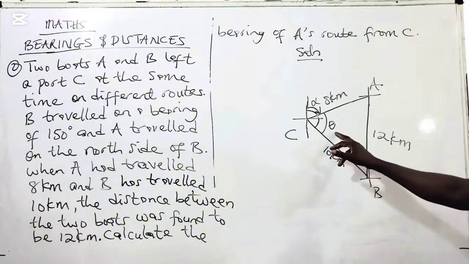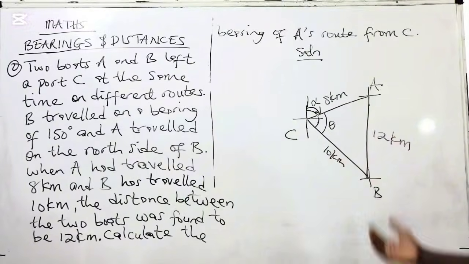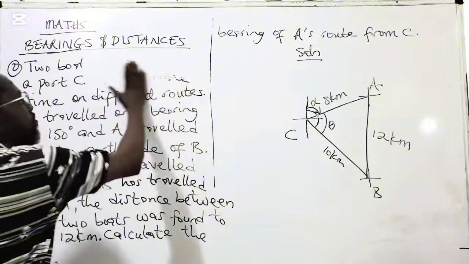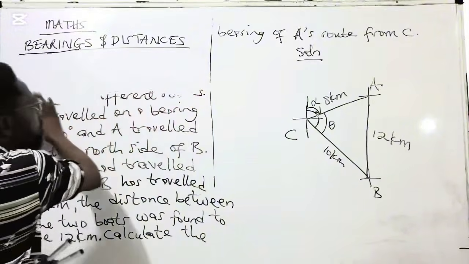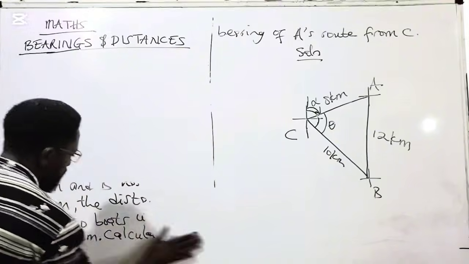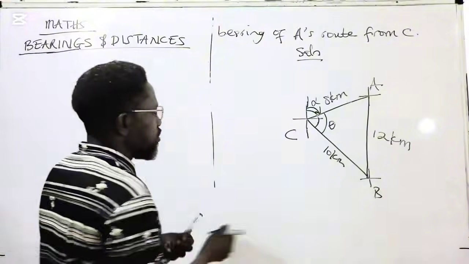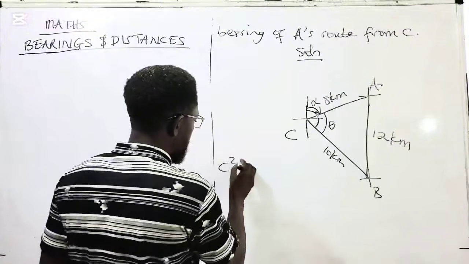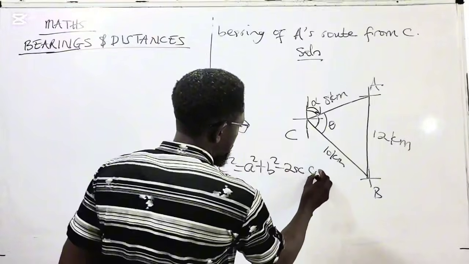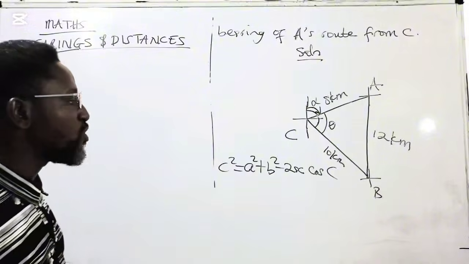So to get the value of theta, since I have three sides here and we are looking for this particular angle, I make use of the cosine rule. Just in case you missed part one of this, cosine rule says c squared is a squared plus b squared minus 2ab cos C. That's the angle facing the side we are looking for.